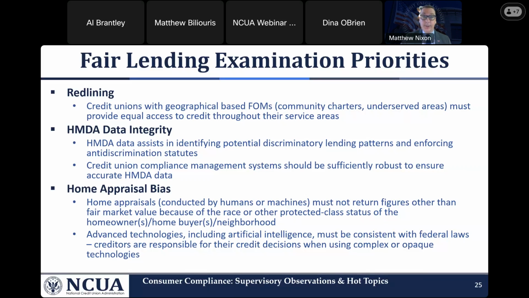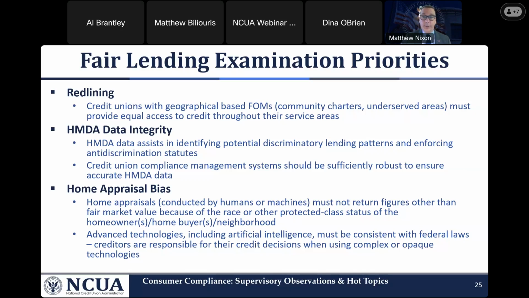Because HMDA data assists the NCUA in identifying potential discriminatory lending patterns and aids our enforcement of anti-discrimination statutes, we expect credit unions to place proper emphasis on accurate data collection, recording, and reporting. NCUA uses the guidelines included in NCUA Letter to Credit Union 17-CU-04, FFIEC Uniform HMDA Resubmission Guidelines in its HMDA validation exams. Credit unions should consider using the same or similar guidelines to evaluate their own HMDA programs. Over 40% of NCUA's 2023 fair lending examinations included HMDA data integrity focal points.